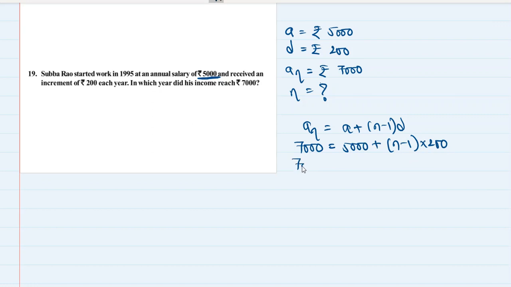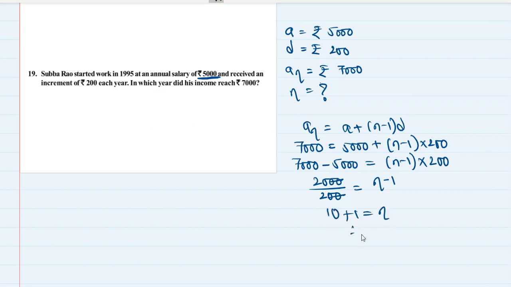So 7,000 minus 5,000 is equal to n minus 1 multiplied by 200. So this is 2000 divided by 200 is equal to n minus 1. So this will be 10 plus 1 is equal to n. Therefore n is equal to 11.